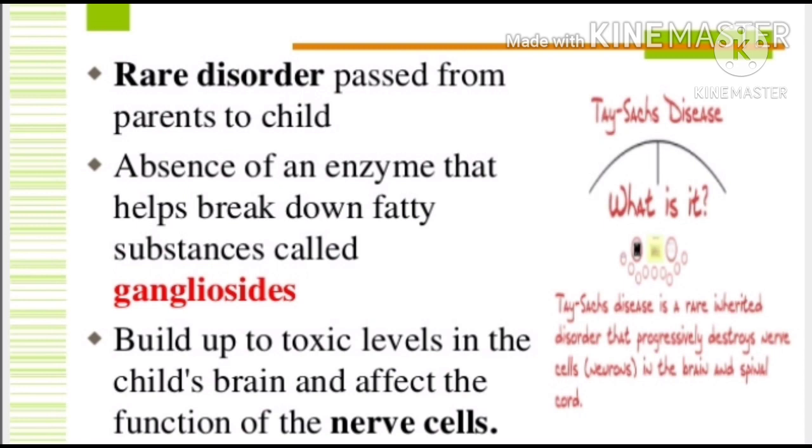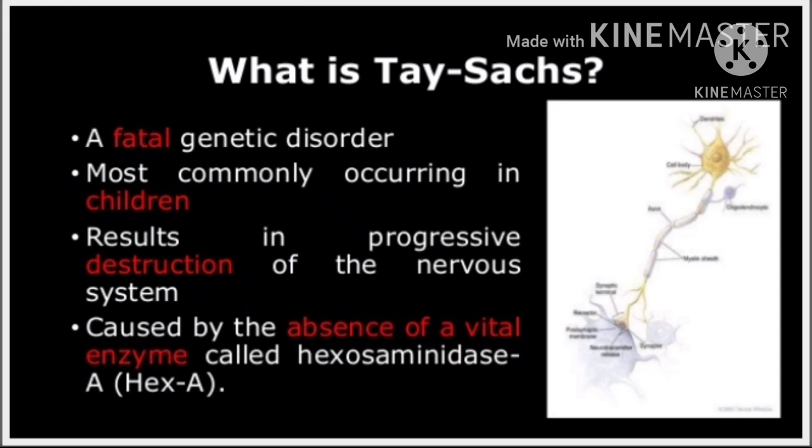The ganglioside builds up to toxic level in the child's brain and affects the function of the nerve cell. This Tay-Sachs syndrome is a fatal or serious genetic disorder most commonly occurring in children. It results in progressive destruction of the nervous system due to the accumulation of a compound lipid or glycolipid, namely gangliosides.